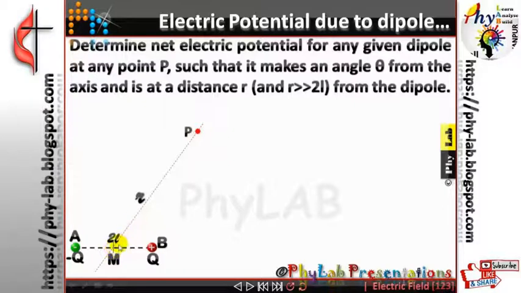So at a distance R from the midpoint of the electric dipole at an angle theta from the axis of the dipole. And it is assumed over here that the distance R happens to be quite large. So the point P is situated at a far off distance from the electric dipole. So let's see how one can find out the electric potential at this general point P.